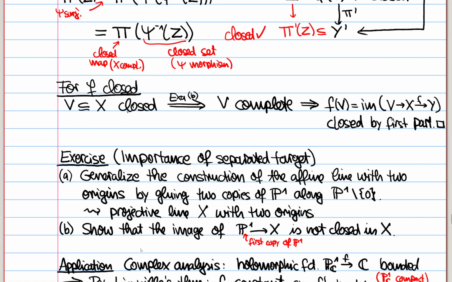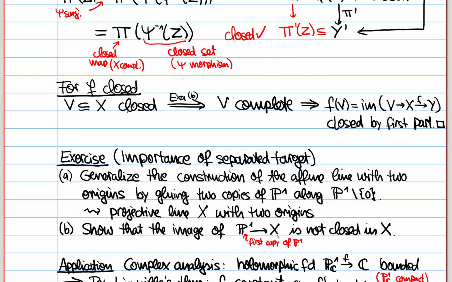And then the second part of the exercise is to show that if you take one of those copies of P1, this still maps to the glued variety, or the glued pre-variety. And the claim is this map, this P1 mapping to the projective line with two origins, is a map from a complete variety to a pre-variety, but the image is not closed inside X. So it is important that the target is separated.